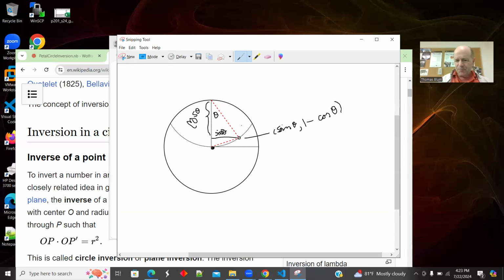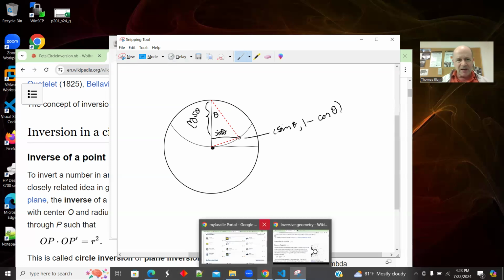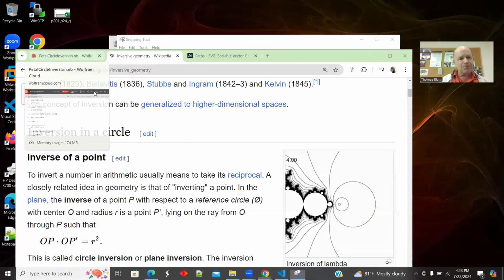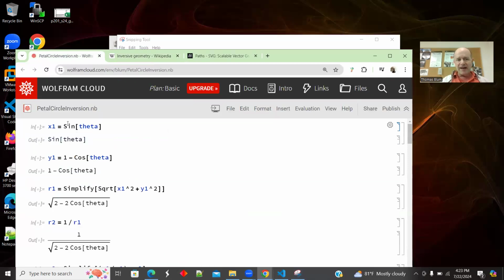And then I'm going to switch over to Mathematica and let it do some of the math for me. So I said x1, I called it because this is my first point. x1 is sine of some theta, and y1 is 1 minus cosine of some theta.